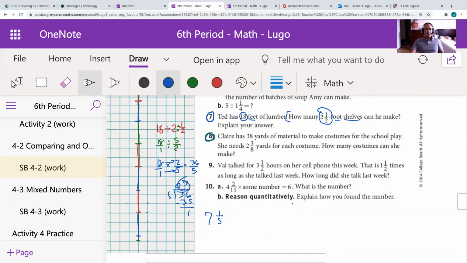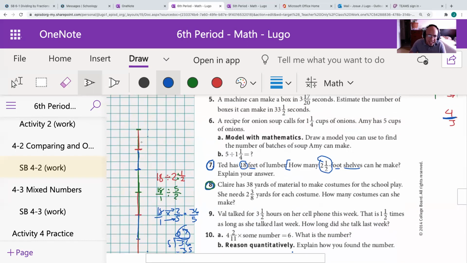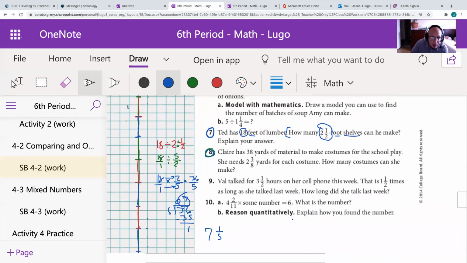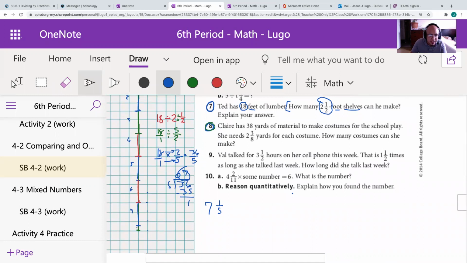7 1/5. So if you notice, whenever I divided my 18-foot long piece of wood right here into sections that were 2.5, again, 1, 2.5, 2.5, 2.5, I ended up getting 1, 2, 3, 4, 5, 6, 7, enough wood to make 7 shelves, and then I had some wood left over. The problem with that leftover wood, ladies and gentlemen, is that that wood is useless to me. I cannot make a shelf out of that.